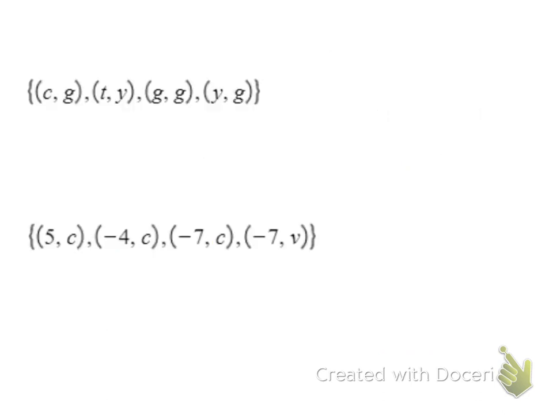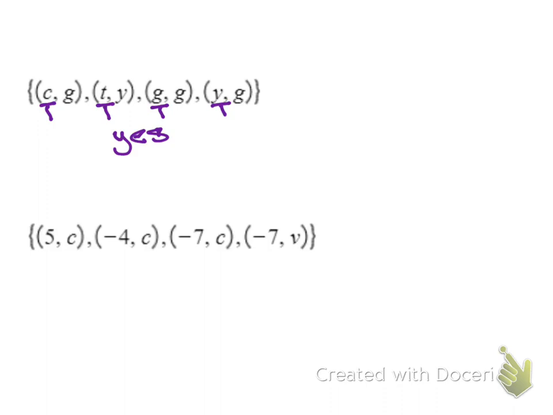Let's look at it as ordered pairs. This first one, we have a C matching with G, T matching with Y, G matching with G, Y matching with G. Notice that none of these, C, T, G, or Y, repeat. So since each member of the domain, which are the X values, has only one member of the range, which are the Y values, this one is a function.